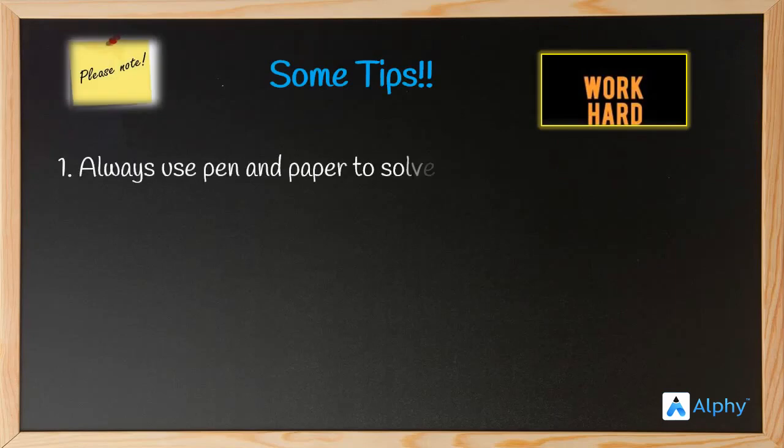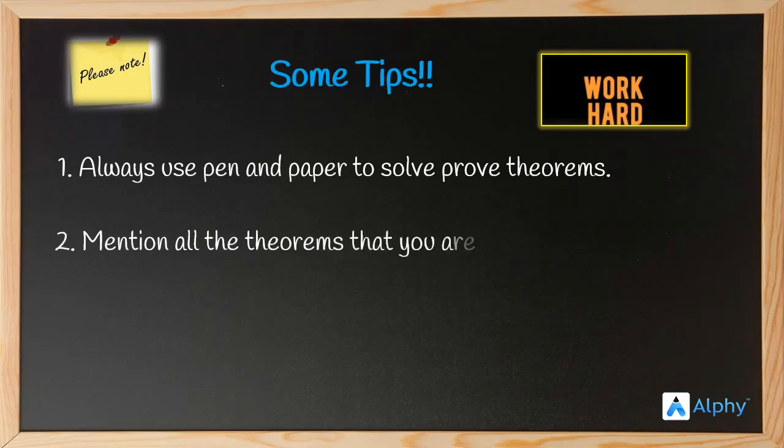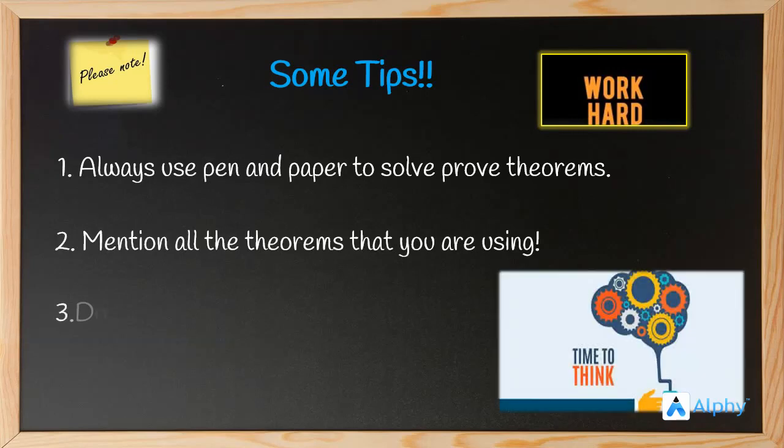Always use pen and paper to prove theorems. To basically prove and solve theorems, you should use pen and paper because it is the best method to do so. Mention all the theorems that you are using. So while proving this theorem, we used theorem number 1.3 and we had to mention it everywhere. So this is a very important step. Don't skip any steps. Steps are very essential, hence write all the steps and don't forget to write the theorems.